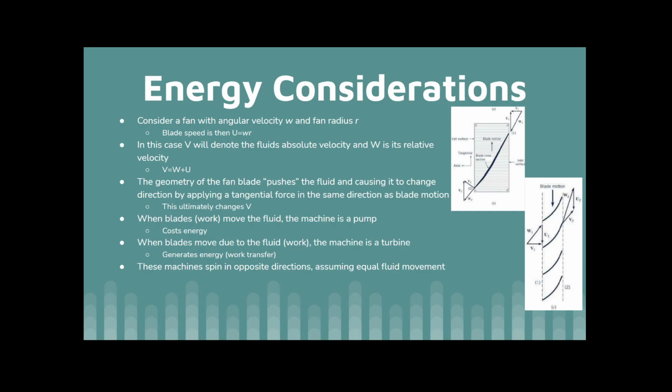Now, whenever the blades are the one moving the fluid or doing work on the fluid, the machine is considered a pump and costs energy to operate. When the blades are moved by the fluid, in other words, the fluid is doing work on the blades, the machine is a turbine, which then generates energy. The turbines and pumps spin opposite directions, assuming equal fluid flow and blade geometry.